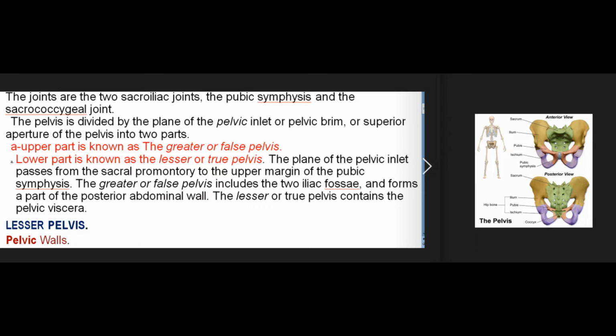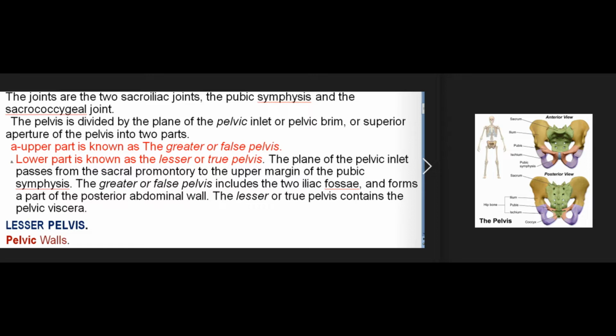The pelvis is divided by the plane of the pelvic inlet, or pelvic brim, or superior aperture of the pelvis, into 2 parts. The upper part is known as the greater or false pelvis. The lower part is known as the lesser or true pelvis. The plane of the pelvic inlet passes from the sacral promontory to the upper margin of the pubic symphysis. The greater or false pelvis includes the 2 iliac fossae, and forms a part of the posterior abdominal wall. The lesser or true pelvis contains the pelvic viscera.